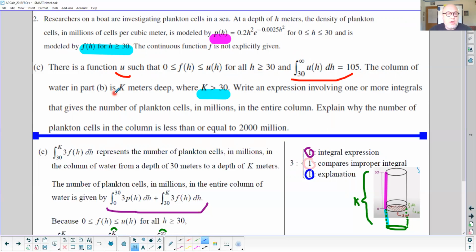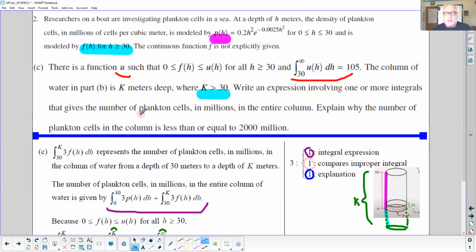The column of water in part B is k meters deep. So it was 30 in part B, but now we're going farther than 30. We're going like this k. So we've been diving deeper down underneath the water past 30. You don't really know how far because it's greater than 30, but that's all you know. Write an expression involving one or more integrals that gives a number of plankton cells in the entire column.